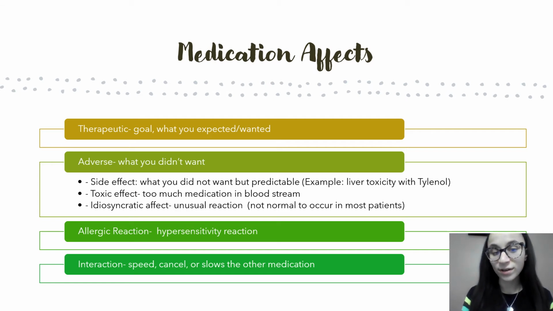And then we have an allergic reaction, which is basically a hypersensitivity reaction. And then we have an interaction. So for example, 2 medications or even grapefruit juice could interact with something. And when something interacts, it could speed it up, it could cancel it, or it could slow down the other medication's effect.